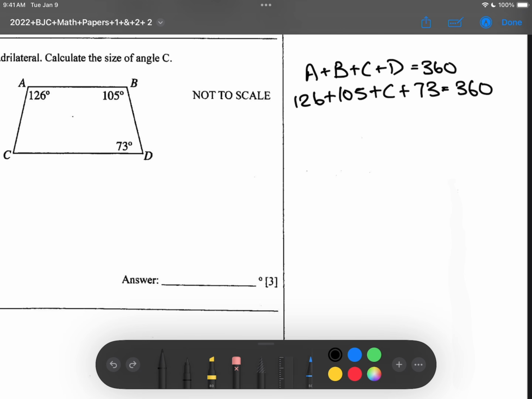We know that whenever we have variables and numbers, the goal is to get all the numbers to one side. But before we do that, we want to make it more simple. So let's add all of our numbers together. 126 plus 105 plus 73 will give us 304. Plus C is equal to 360. Now we can carry our number over with our other number, which becomes a negative 304. So C is equal to 56 degrees.